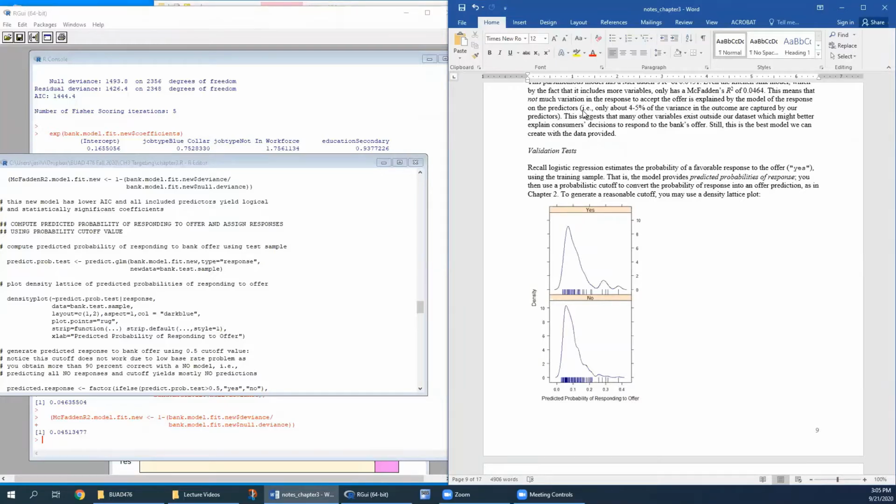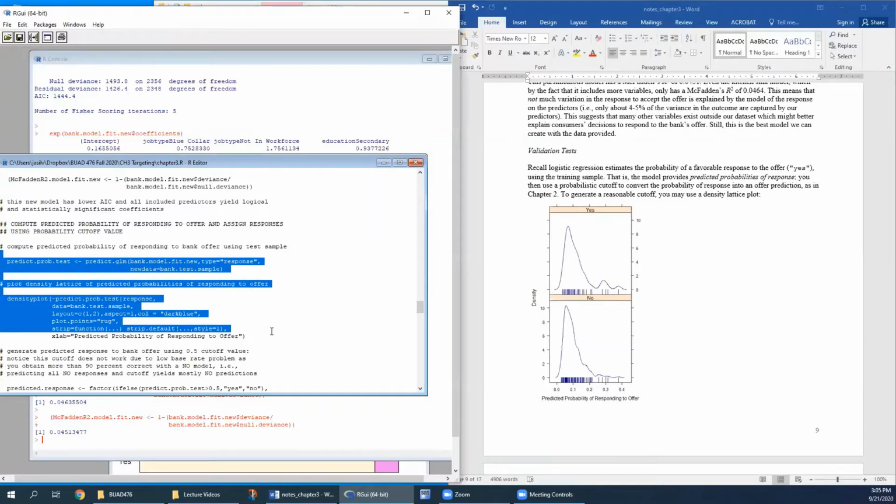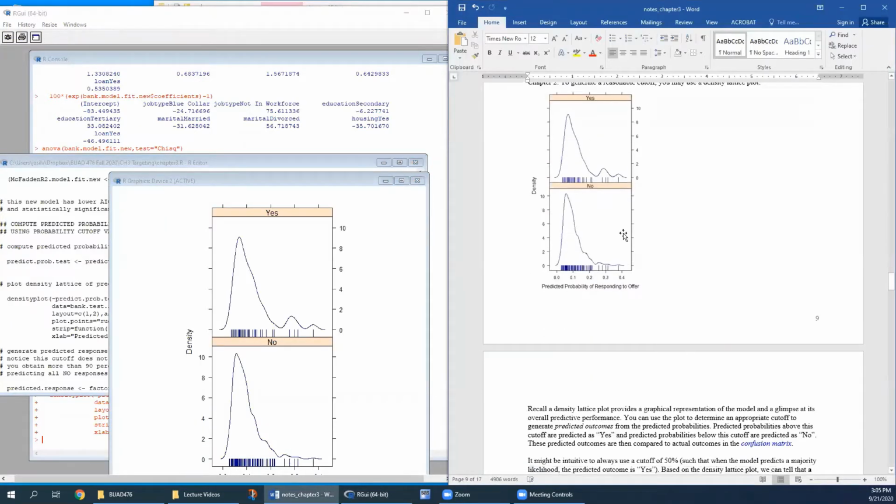in our test sample. So to do this, we're going to run the same code that we saw in Chapter 2. We created those predicted probabilities, and then we plot them in our density lattice plot. That plot is pasted into our notes, and what we see is that the curves look similar among people who actually said yes and people who actually said no. So it's hard to draw a line that is going to be a good cutoff.